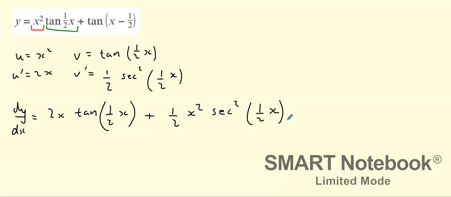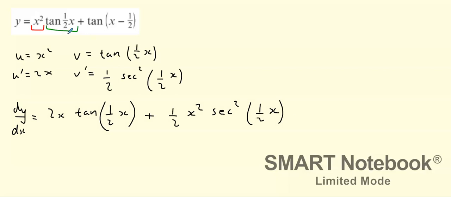Is everyone happy with the differential of the first bit? The first product? Okay, any questions? Right, okay. If you do have any questions, let me know.